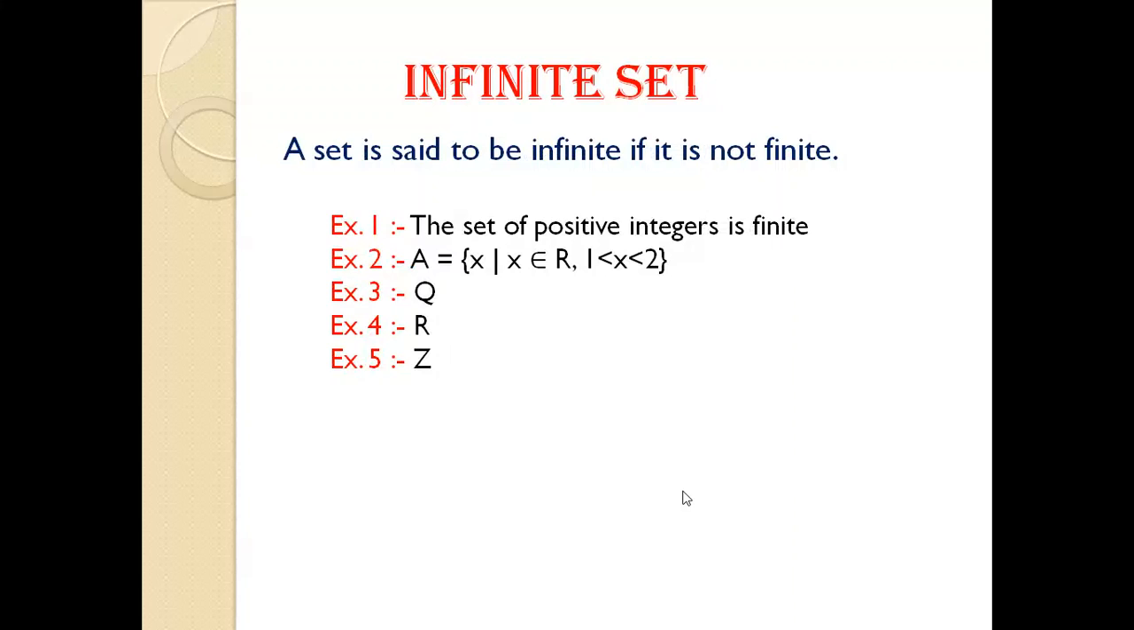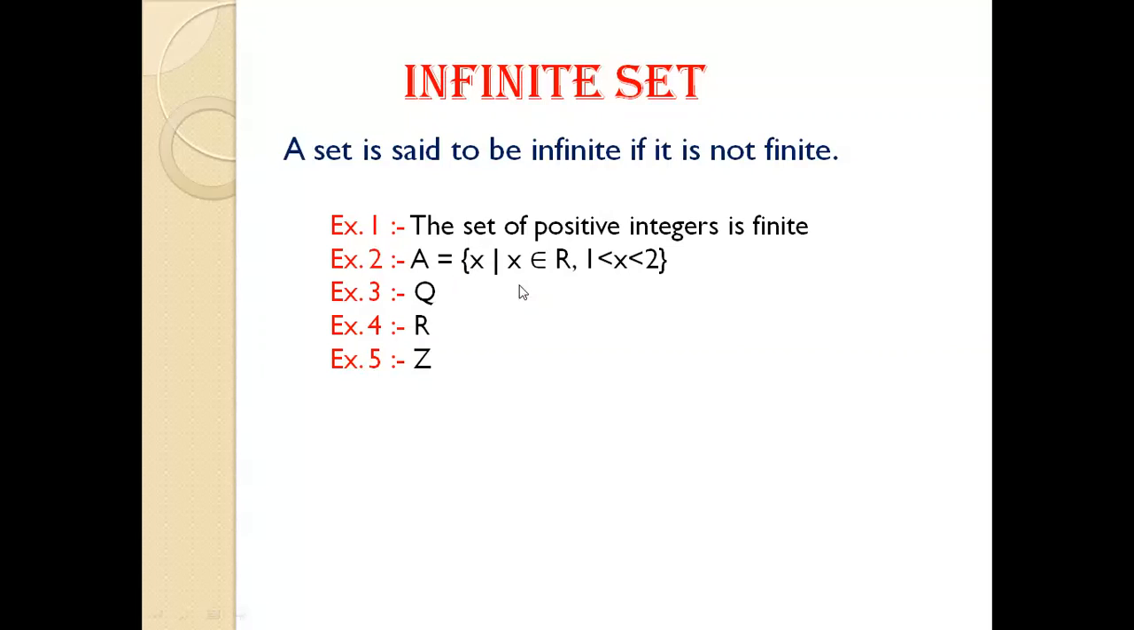Now we see infinite set. So what exactly is an infinite set? A set is said to be infinite if it is not finite. Means a set that is not finite is an infinite set. Like we see an example, the set of positive integers is infinite. Yes, it is infinite, because we cannot count all positive integers, because it goes to infinity.